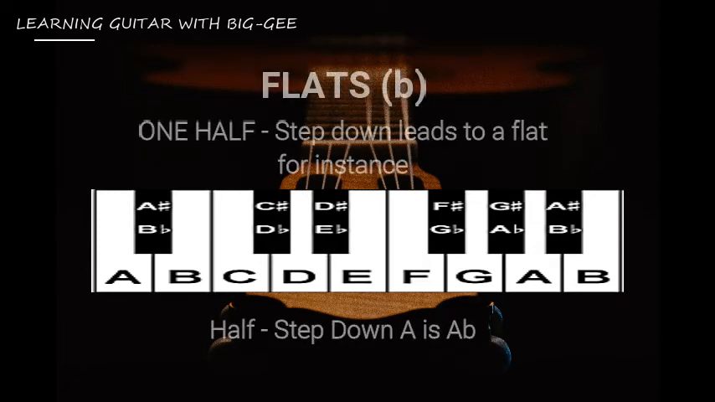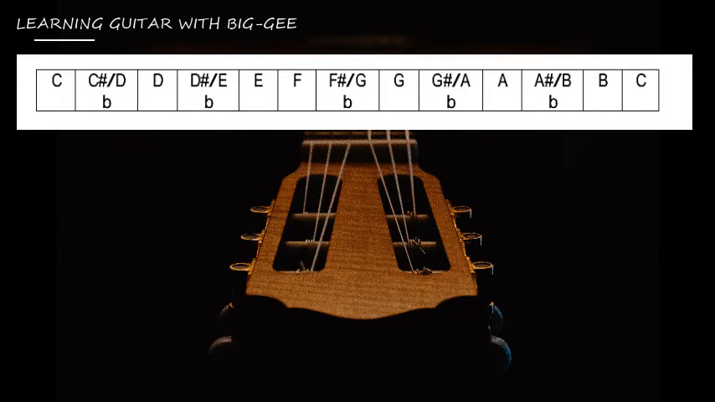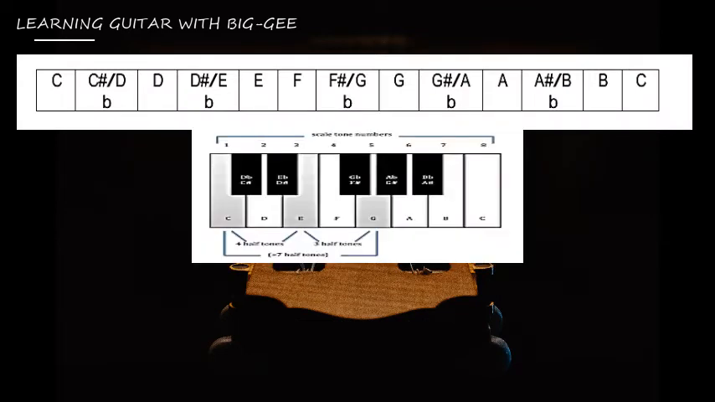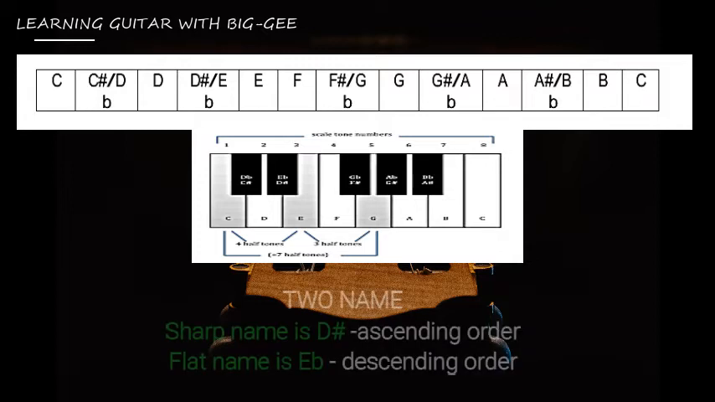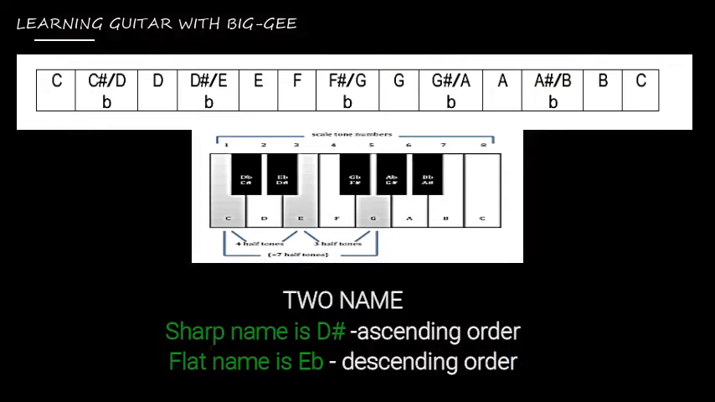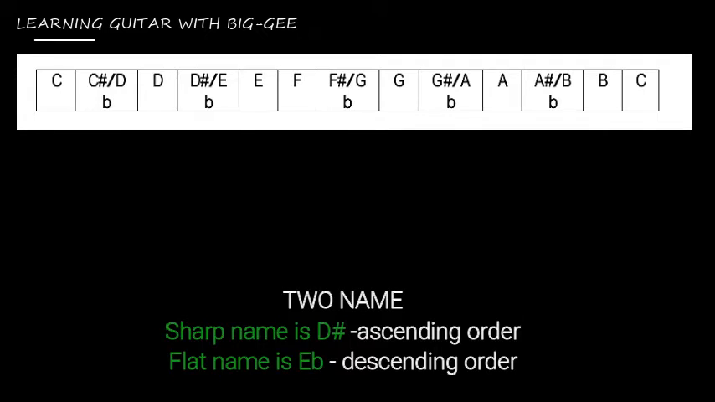Flats are the exact opposite. One half step down leads to a flat. If you step down from A, we have A flat. The confusing part comes into play when a single note has 2 names, and the name depends mainly on the key you're playing in. For instance, the note between D and E: the sharp name is D sharp. The flat name is E flat. Sharp, half step up. Flat, half step down.